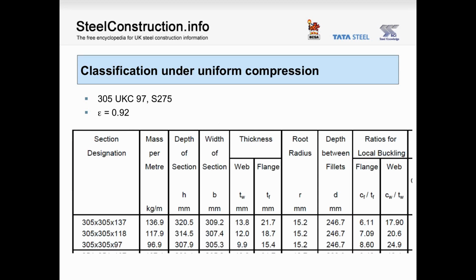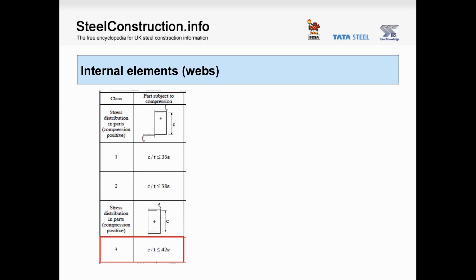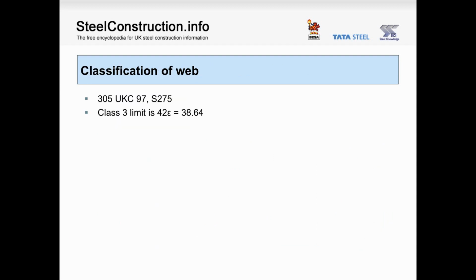So our first numerical example, it's a 305 UC97. It's in S275 material, and from the bottom of the table, epsilon for this grade of steel is 0.92. So first of all, we'll classify the web, and the C over T ratio from section property tables for the web is 24.9. The class 3 limit for a web in compression is 42 epsilon. 42 epsilon is 38.6. Our actual ratio is 24.9, so the web is at least class 3.